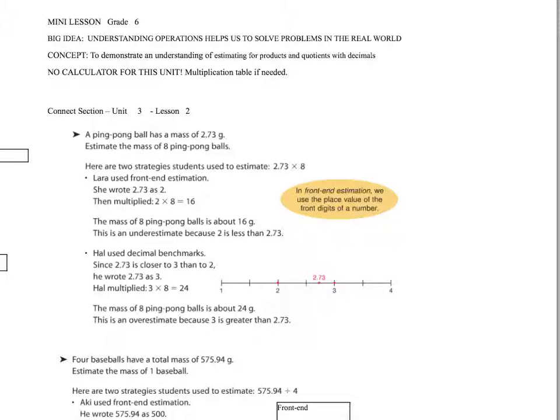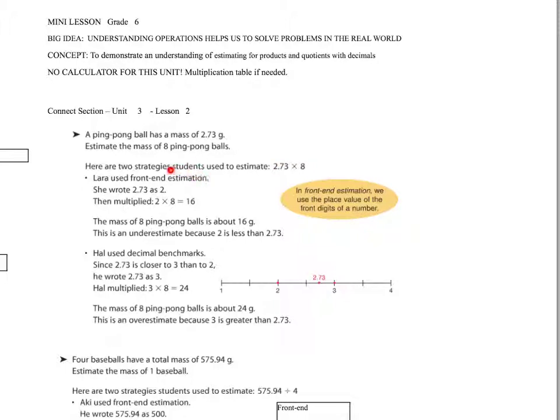All right, so this is in your unit. It's Unit 3, Lesson 2. Let's take a look at our problem here. A ping pong ball has a mass of 2.73 grams, or 2 and 73 hundredths of a gram. We want to estimate then the mass of 8 ping pong balls. If this is how much one weighs, how much will 8 of them be? So we would have to multiply 2.73 times 8.